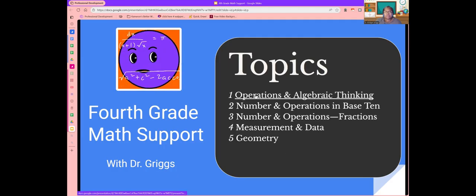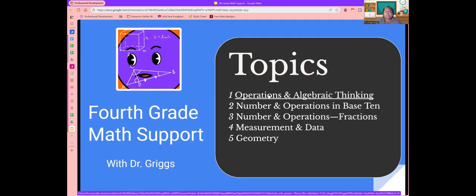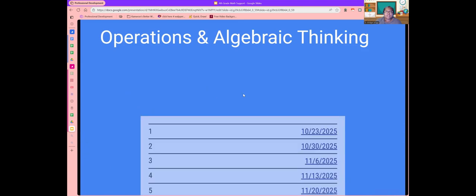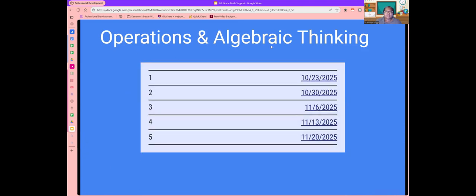And our topic that we are currently working on is operations and algebraic thinking. All right, so we have here 5 objectives under operations and algebraic thinking. So we're on the 5th one here. So let's check it out.